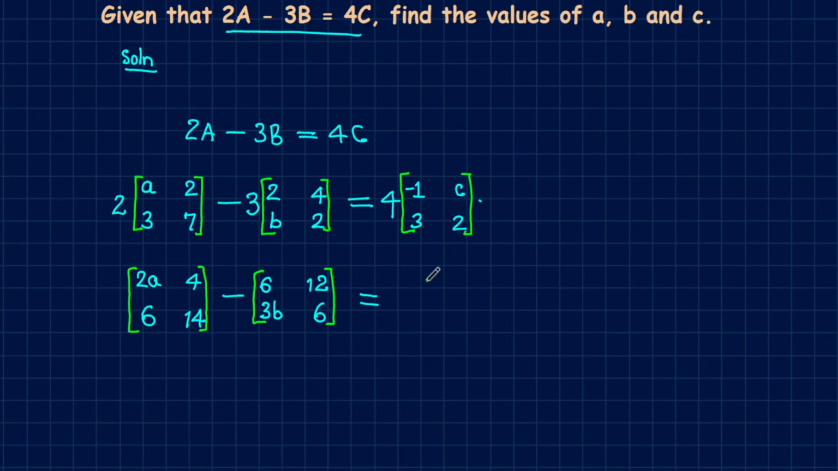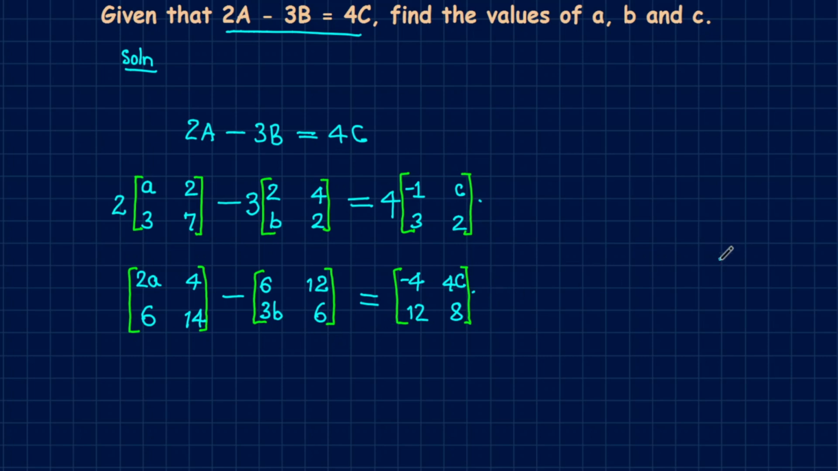Let's also do the multiplication for matrix C on the right-hand side. The first element becomes negative 4. The second element in the first row is 4c. Then 4 times 3 is 12, and finally 4 times 2 is 8.